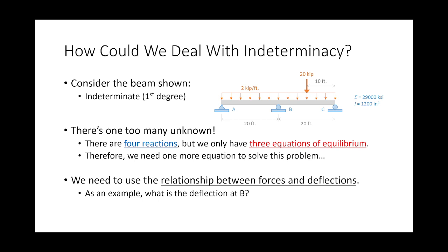So here's the 4th equation that we could use. So we have sum of forces in the x direction is 0, sum of forces in the y direction is 0, sum of moments is 0. Here's your 4th equation. What's the deflection right here? 0. There's your 4th equation. Or it's not an equation of equilibrium, it's an equation of compatibility. The fact that the deflection at B is 0.